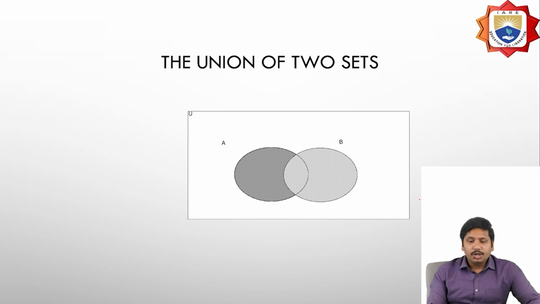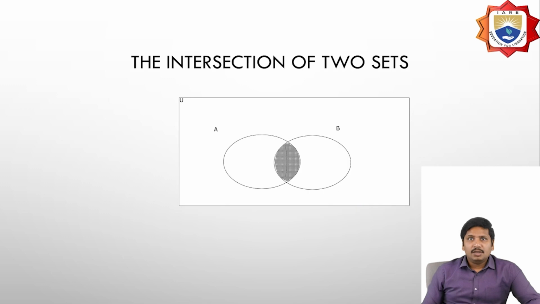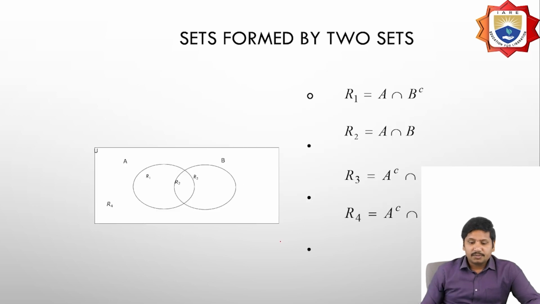And next is the union of two sets. Union means the elements which are present in A as well as in B are treated as the union of two sets. And next is the intersection of two sets. The elements which are present in both set A and set B are treated as the intersection of two sets. The sets formed by the two sets are: R1 is equal to A intersection B complement, R2 is equal to A intersection B, R3 is equal to A complement intersection B complement, and R4 should be A complement intersection B.